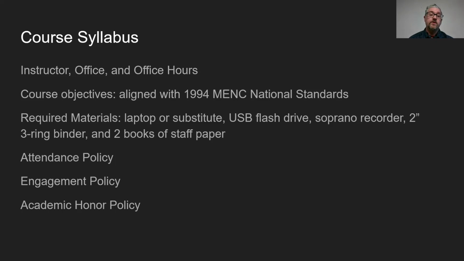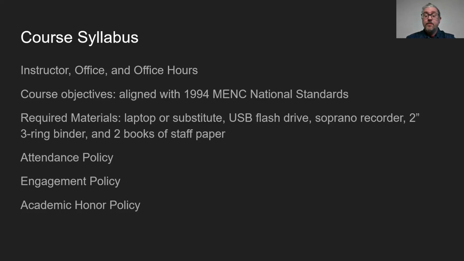The course objectives, as I mentioned before, are aligned with those 1994 MENC national standards. So we're going to be covering, just like I said before, singing, playing, composing, improvising, reading, notating, listening, evaluating, understanding in relation to other arts, understanding in relation to history and culture. So there is a music history component to the course, but it's not the primary focus. The primary focus, as you'll also see in the grading policy, is that it's exactly that. 50% of the grade is going to be performance related tasks, and I'll share some rubrics that go with that a little bit later on.